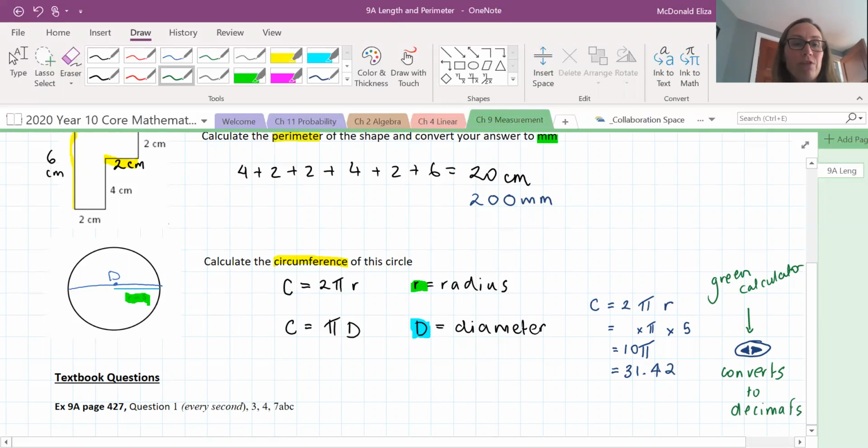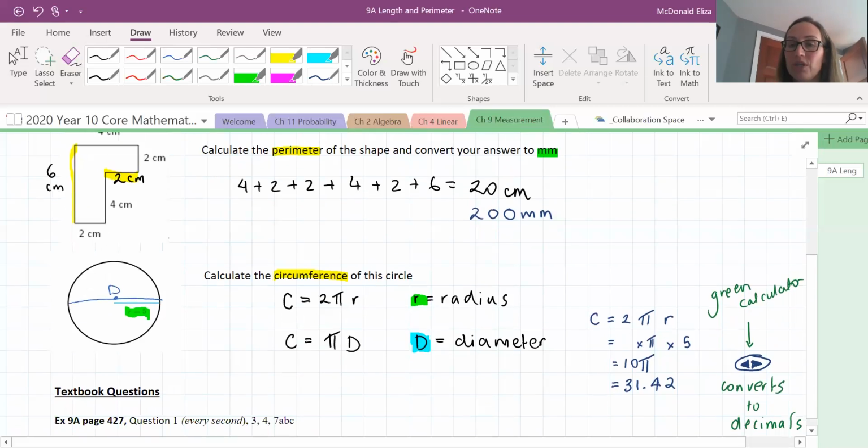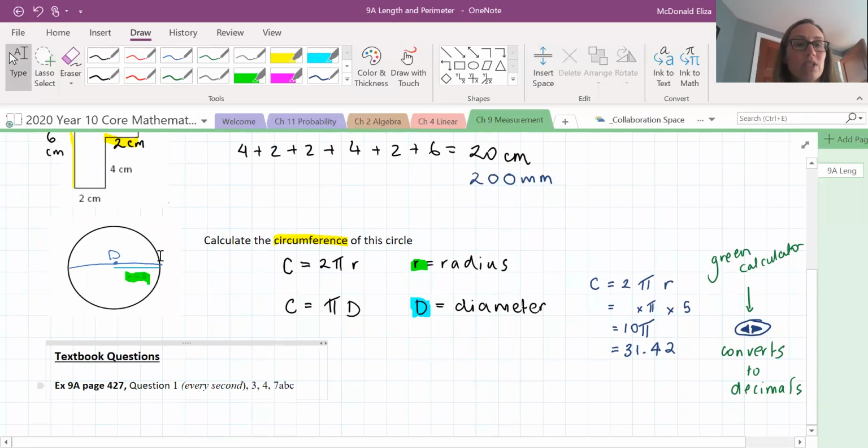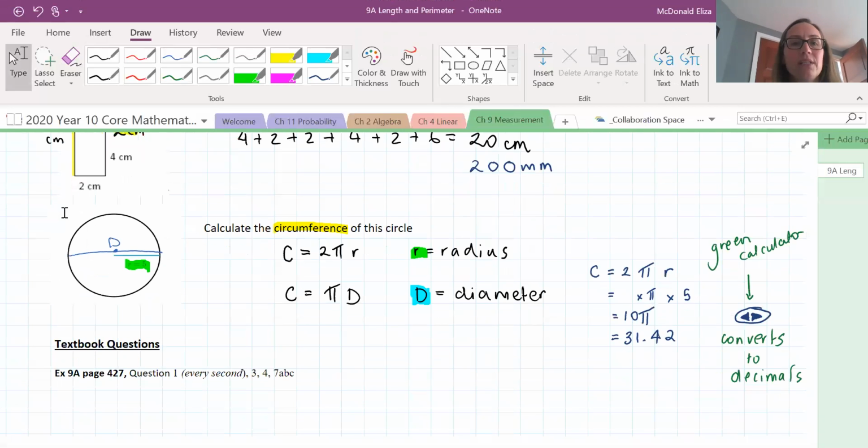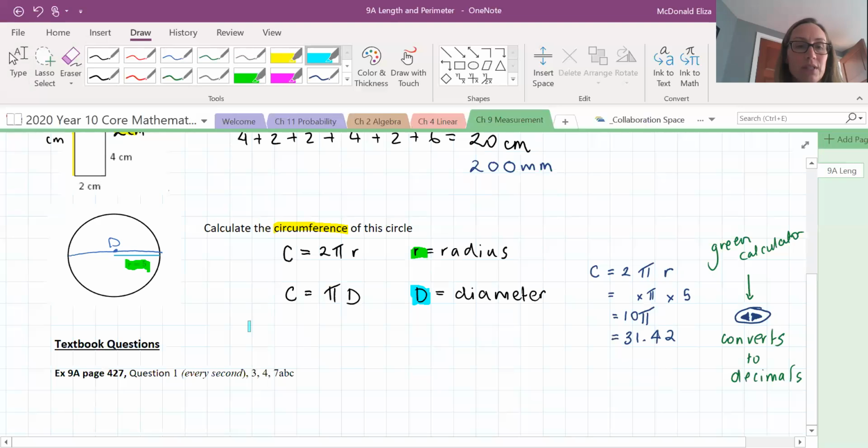Okay, so if you understand both those 2 examples, I'd like you now to complete the textbook questions. We're looking at exercise 9A. It's on page 427 of your textbook. You need to do question 1 every second question. There's not many of them. Just complete every second one. So A, C, E, and then question 3, 4, and 7, A, B, C. Thank you.